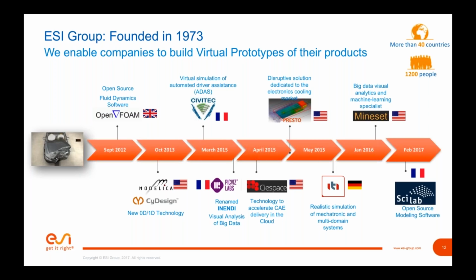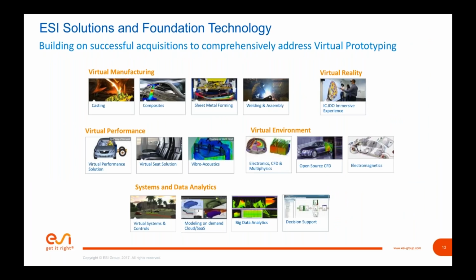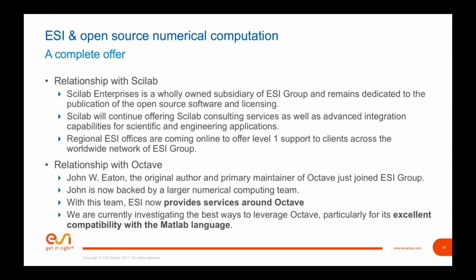In 2017, the acquisition of Scilab is going in this direction of providing alternatives to only proprietary software. Today, those are all of the domains where ESI is active: virtual manufacturing, virtual performance, meaning simulating a system from the mechanical point of view, vibroacoustics, electronics, and CFD. We have a lot of people here from the several ESI teams in this domain, so if you have questions, you can talk to them afterwards. The Scilab and Octave teams are now in systems and data analytics. So, that is about ESI, and now open source numerical computation.